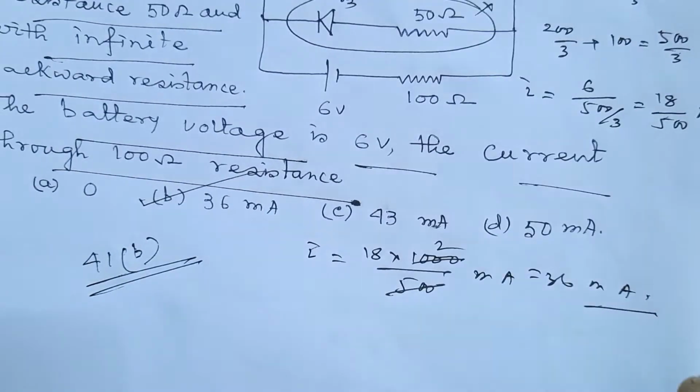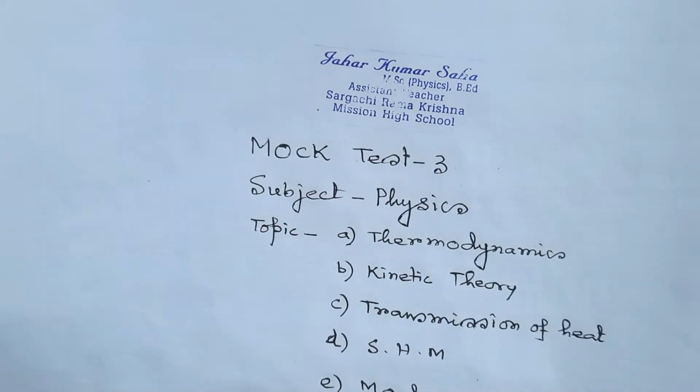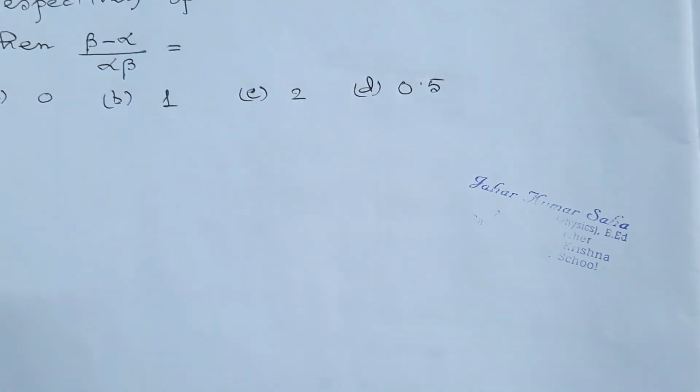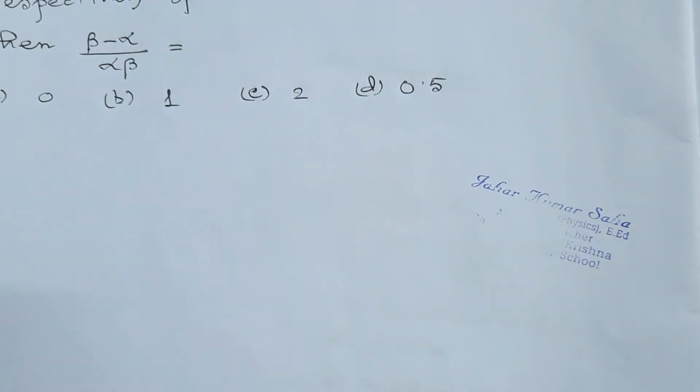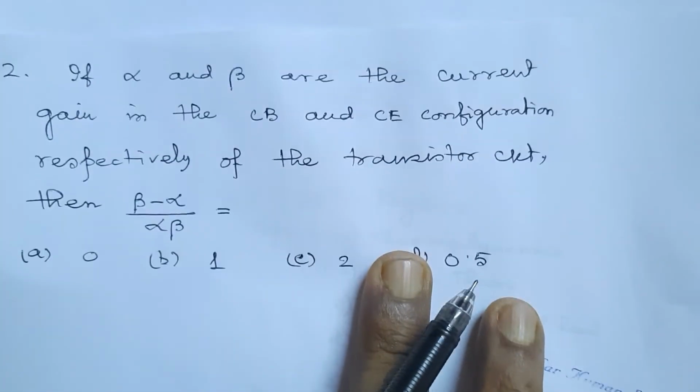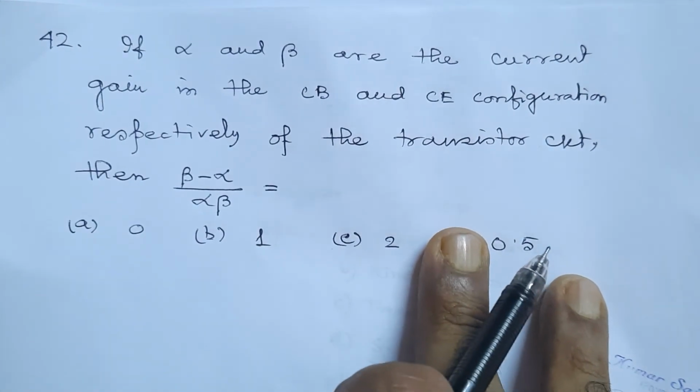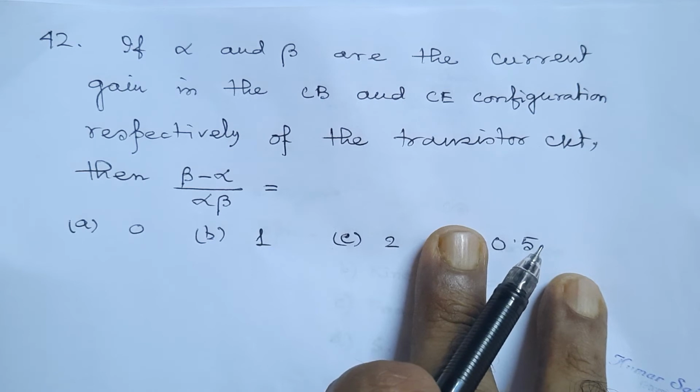Now let us see question number 42. In question number 42, we see that if alpha and beta are the current gains in the CB and CE configuration respectively of a transistor circuit, then what is (beta minus alpha) by (alpha beta)?